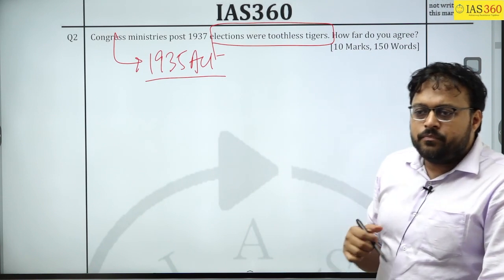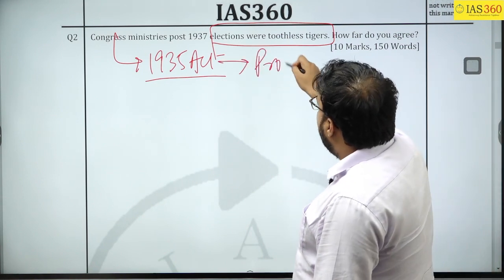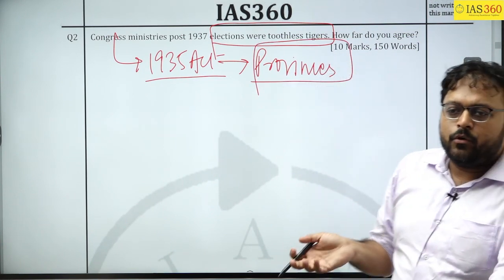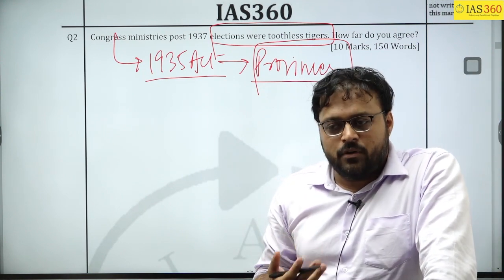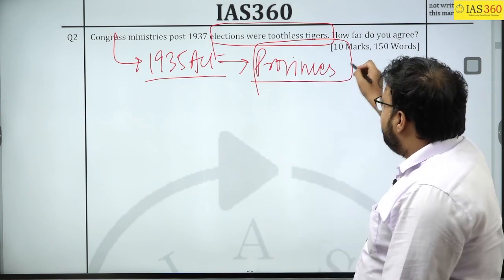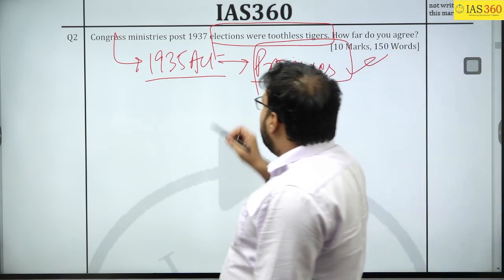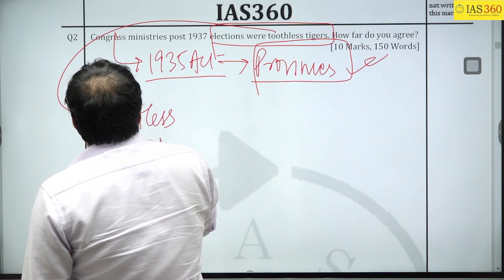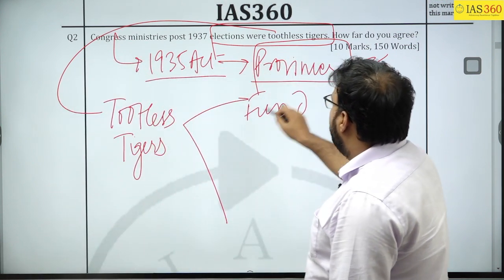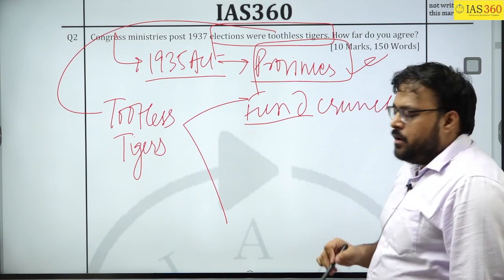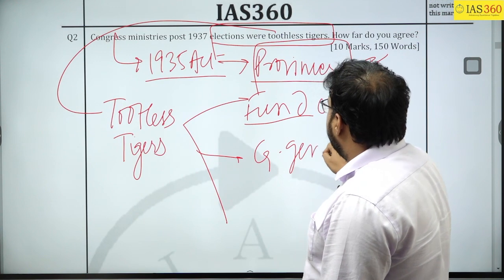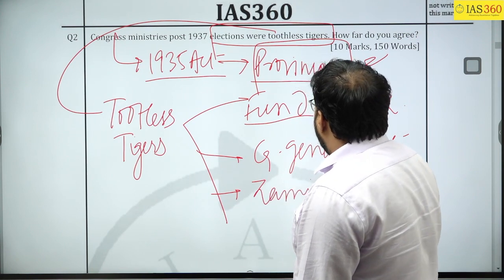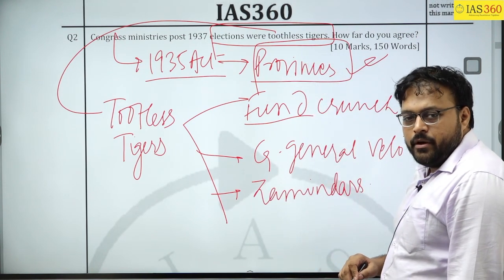It is the consequence of this act that we have elections in the provinces, and in the majority of the provinces the Congress won. Out of 11 provinces, 8 provinces were won by the Congress. So basically this can be your introduction. After that the question is telling that they were toothless tigers. In toothless tiger you can mention that because of the fund crunch they were toothless tigers. Because of the governor's veto power they were toothless tigers. Because of the zamindars opposing the agrarian reforms, they were toothless tigers.